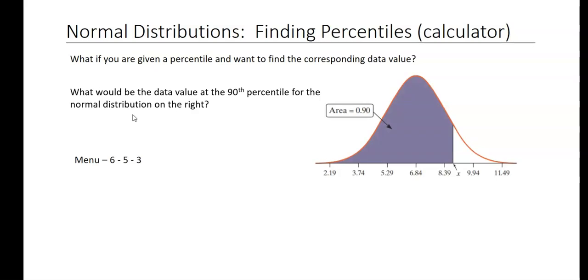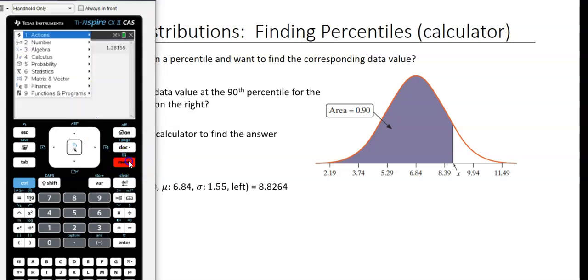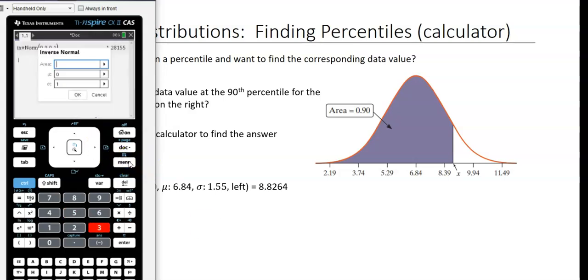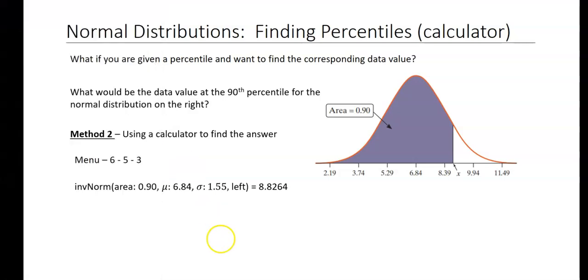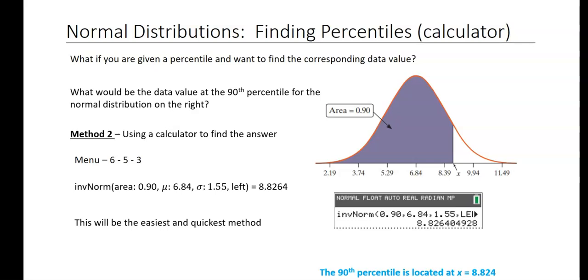there's another method. So same problem. Can you just use a calculator to find the answer? This time, we're just going to plug in the stuff we know. So we're going to go menu 653, 0.9, that's still the same. But if you put the actual mean, which I think was 6.84, I remember, and 1.55, I think was the standard deviation, it'll just jump right to the answer. So it saves you the step of solving the z-score equation. It's a little bit faster. That's probably what I would do. Again, you don't need the left there. That'll be the easiest and the quickest method.